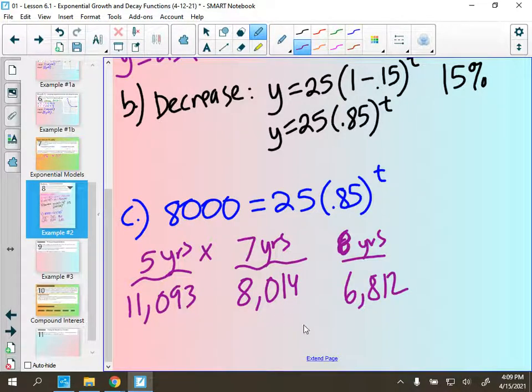Not that one. That's the one we want. So to answer the question about after about how many years, I'd say about 7 years, my car hits that value of about 8,000. Whoops, 7 years. All right. So that was the last part. Just use the model a little bit to guess and check.